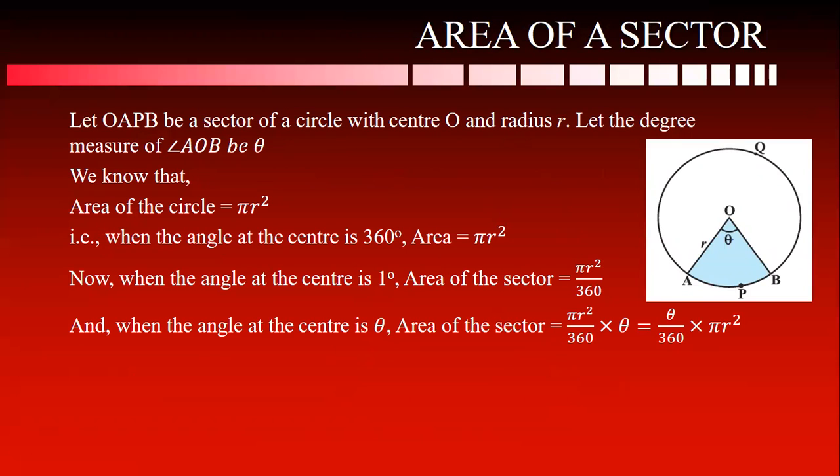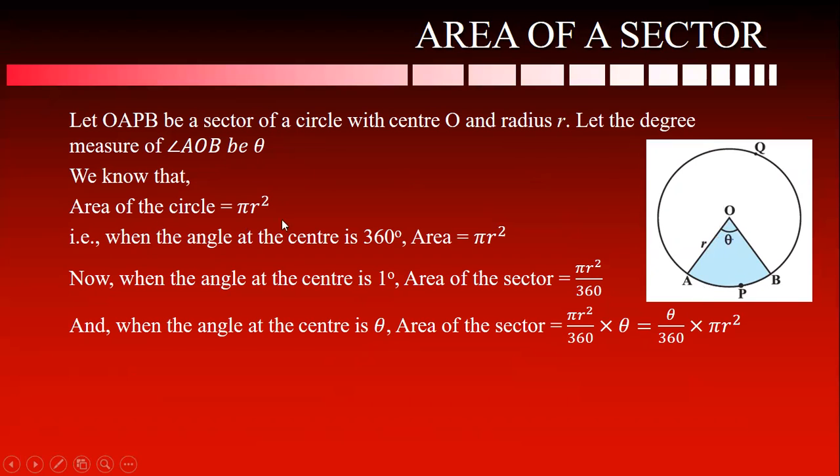Now, area of the sector. You know what is a sector, what is a segment. Now we are moving on to the new thing, area. So for that, let OAPB be the sector with center O and radius r, and the angle made by the arc is theta.